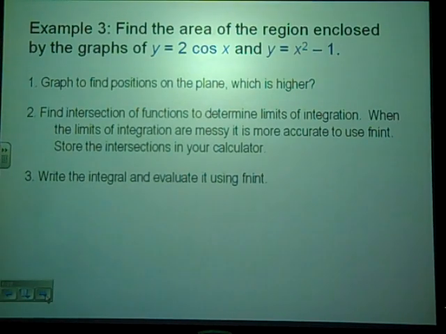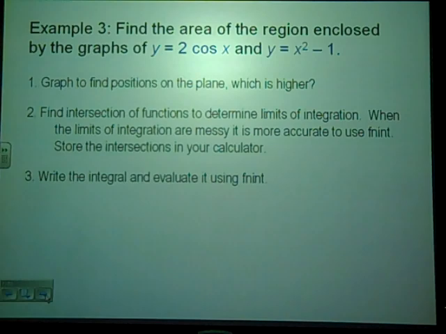Okay folks, this is lesson 7-2. This is going to be the second part. We're going to look at examples 3 and 4, finding the area between two curves. We already looked at the two functions, figuring out where our limits are, and doing the upper function minus the lower function, integrating.